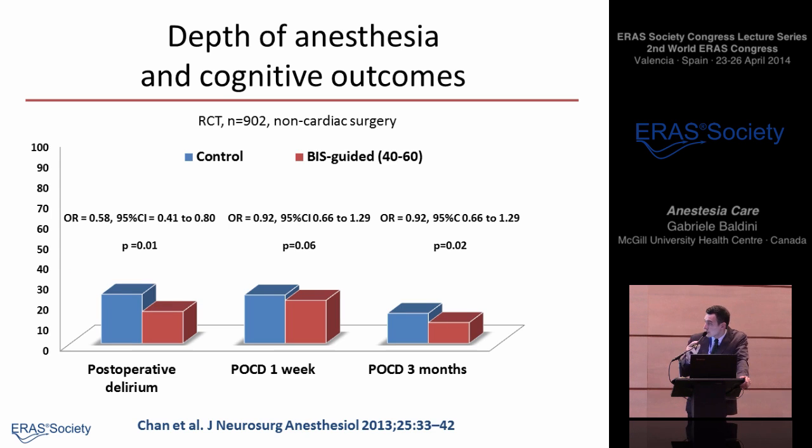In a recent large randomized control trial, the authors randomized 902 patients into two groups. One group received anesthesia without a BIS monitor, and the other group had anesthesia depth titrated, maintaining BIS between 40 and 60. There was no particular protocol in terms of type of anesthetics. They were using either intravenous anesthesia or inhalation anesthesia. Their primary outcome was impairment of cognitive function after surgery, in terms of postoperative delirium in hospital and postoperative cognitive dysfunction at 1 week and 3 months.